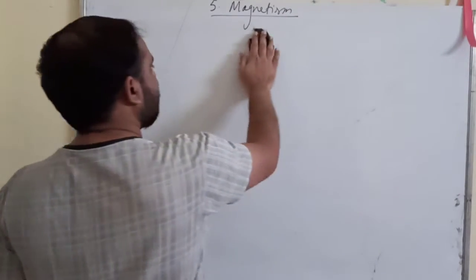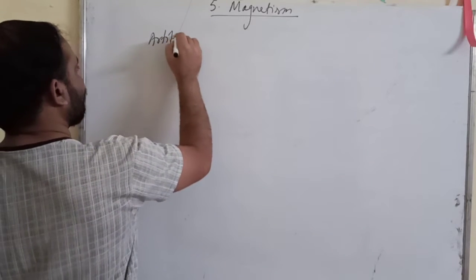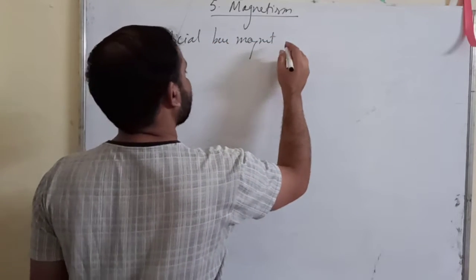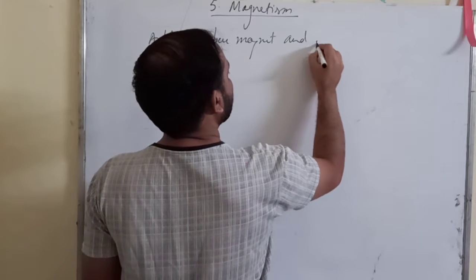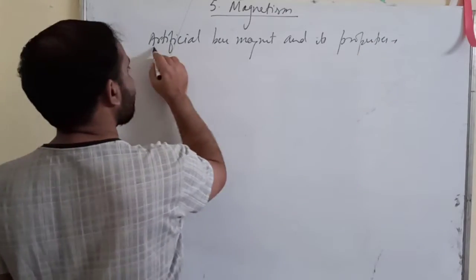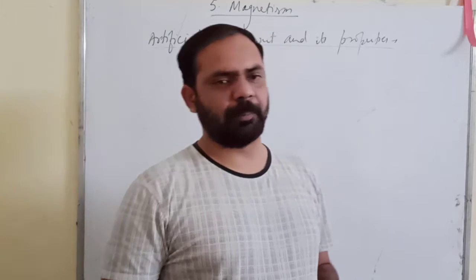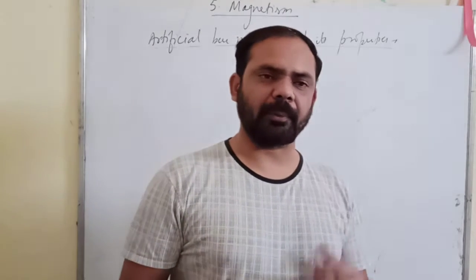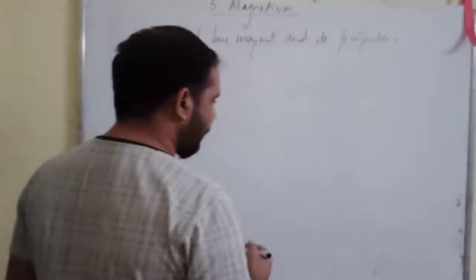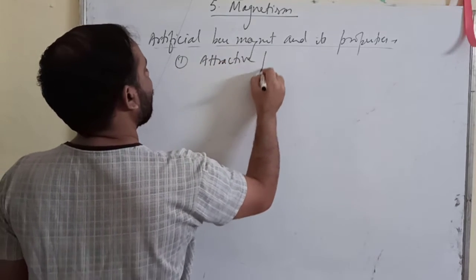First, we will start with the artificial bar magnet and its properties. The first property is the attractive property. A bar magnet has a property to attract other magnetic materials.